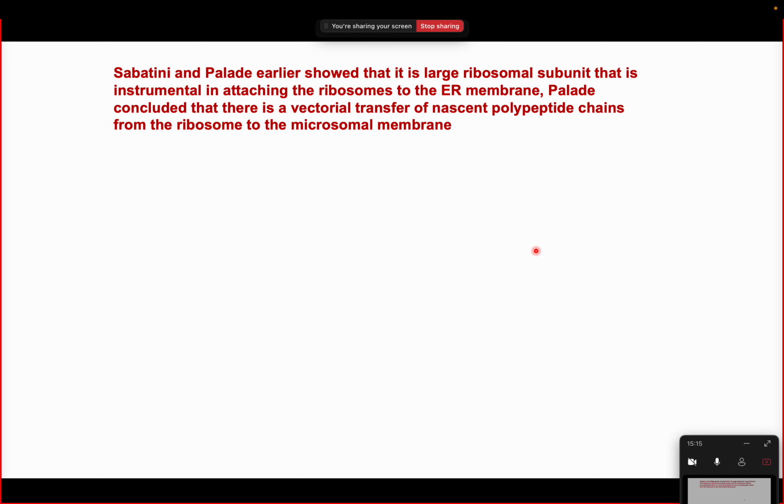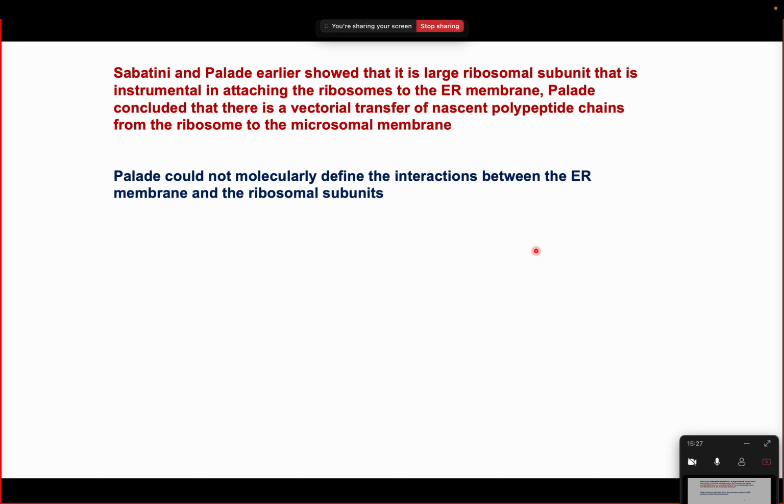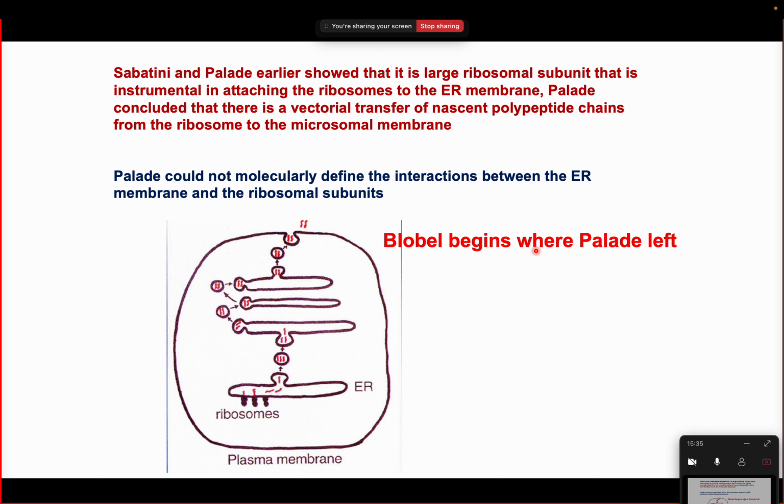That instrumental in attaching the ribosome to the ER membrane, Palade concluded that there is a vectorial transfer of nascent polypeptide chains from the ribosome to the microsomal membrane. Palade could not molecularly define the interaction between the ER membrane and the ribosomal subunits. Okay, so what happened is, as you have seen, Blobel and Palade actually worked together. Palade was a student of Blobel.